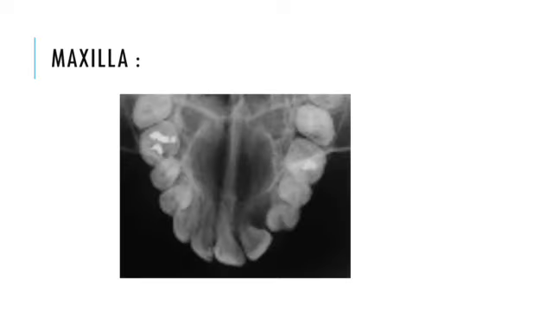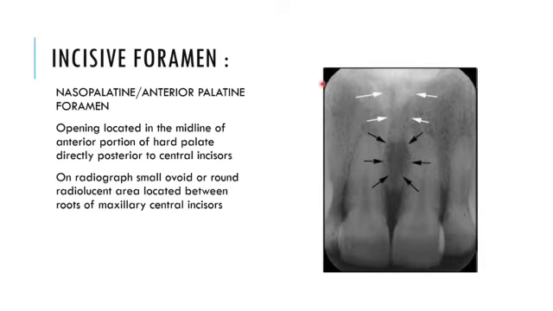So next, about the maxillary landmarks. The first is the incisive foramen. It is also called the nasopalatine or anterior palatine foramen. The opening is located in the midline of the anterior portion of the hard palate, directly posterior to the central incisor. On the radiograph, a small ovoid or round radiolucent area is located between the roots of the maxillary central incisors. This particular landmark you can see in the maxillary central incisor projection.